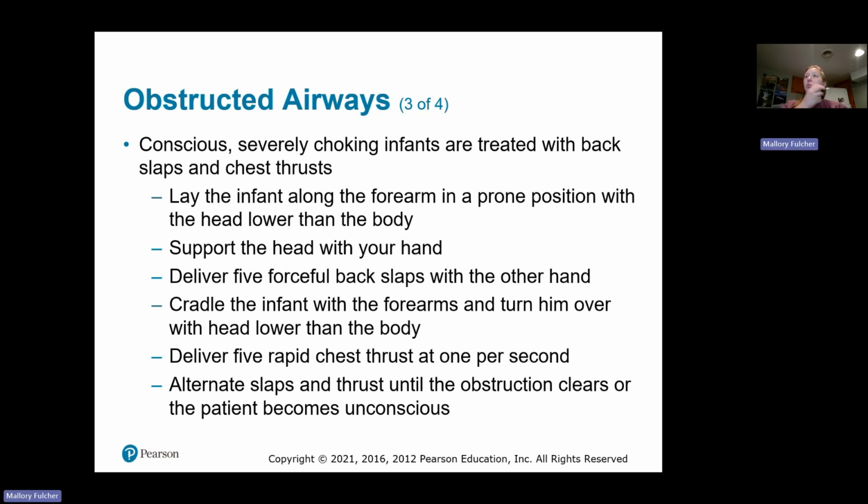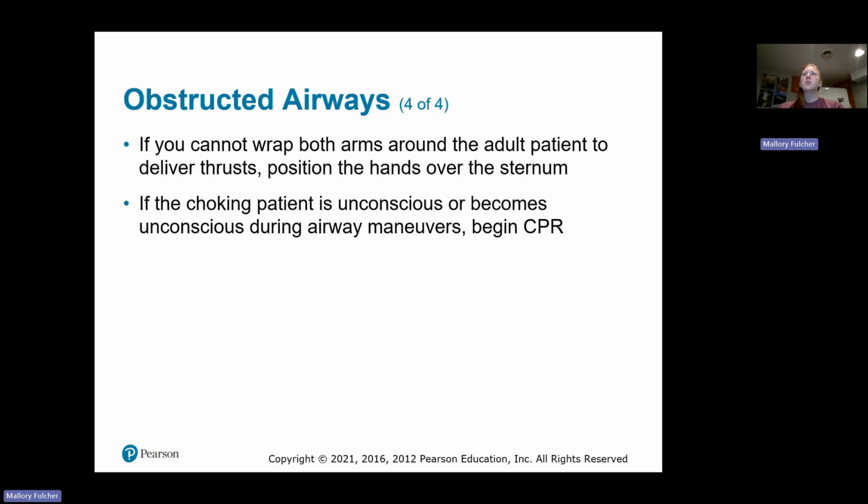In infants, we're going to treat it with back slaps and chest thrusts. This is something that will be covered in your CPR class. We'll actually go through the motions of doing this in your CPR class. If you can't wrap both arms around the adult patient to deliver thrusts, we're going to position the hands over the sternum. And if the patient is unconscious or becomes unconscious, we're going to start CPR. So again, all of that will be included in your BLS CPR class that you're going to do.